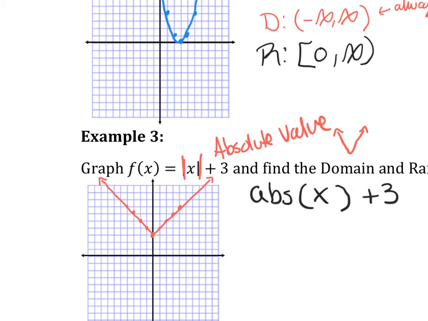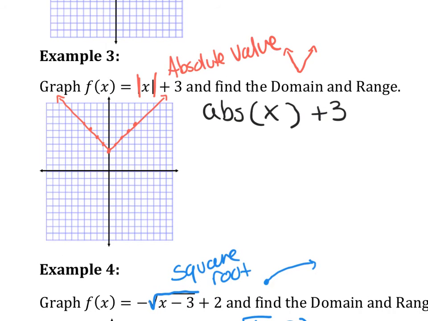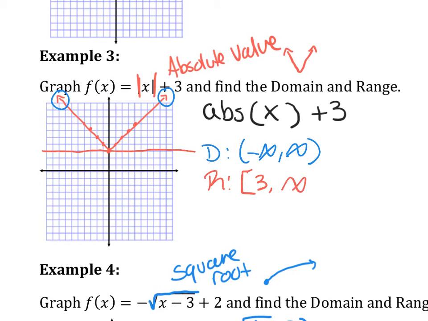Okay, example 3. Again, you have to make sure you close those parentheses with the absolute value before you add 3. So your graph should have just moved up 3. And then the domain, again, is always negative infinity to infinity because we'll always have an arrow going to the left and right. And then the range, the lowest this graph goes is the y value of 3. Then it's going up forever. So it should be 3 to infinity.